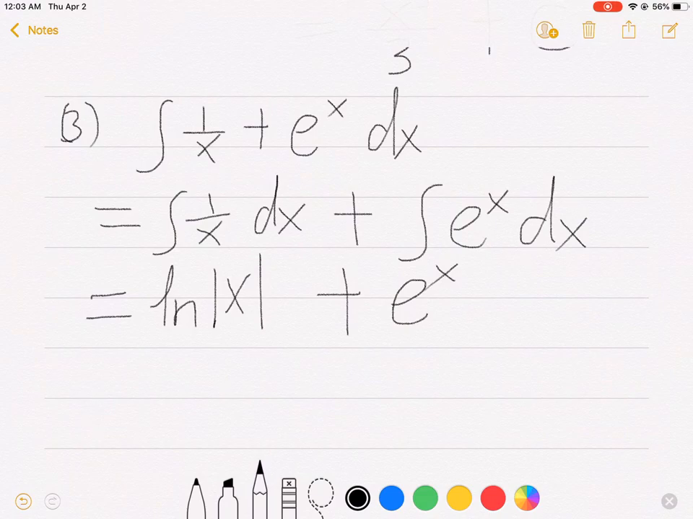So the first integral contributes one arbitrary constant. The second integral also contributes another arbitrary constant. If you add 2 arbitrary constants, it will give you 1 arbitrary constant, right? So we plus c here.